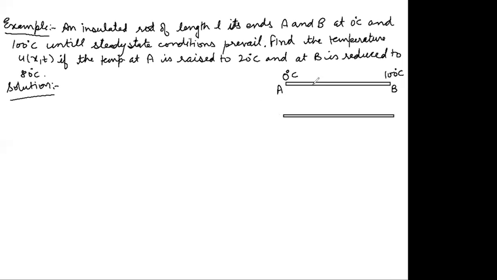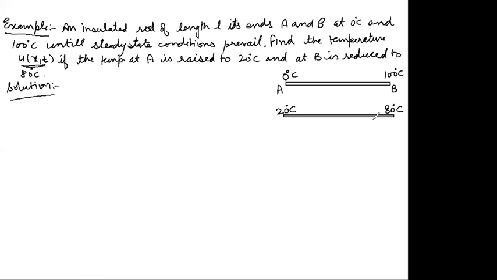Then what happens? In the last question, the temperature of end B was reduced to 0 degrees Celsius, and then the heat flow starts within the rod, and we had to find u(x,t) as a function of position as well as time. But now in this case, the temperature at A is raised to 20 degrees Celsius and the temperature at B is reduced to 80 degrees Celsius.